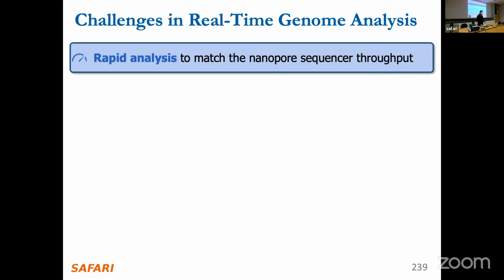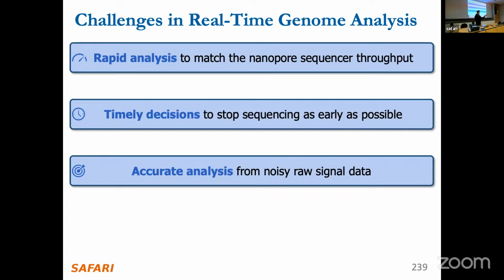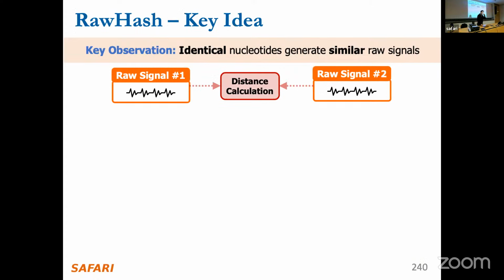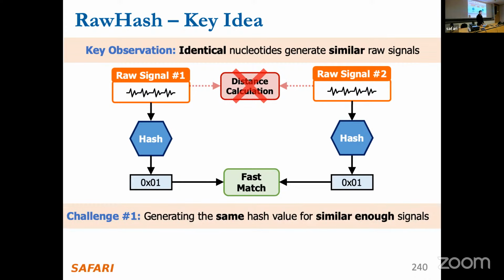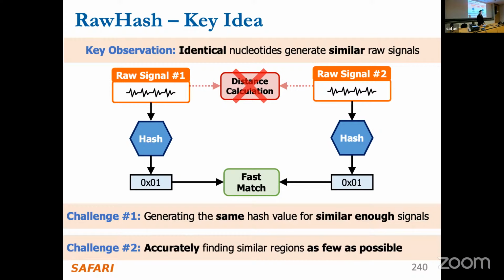There are some challenges to achieve this. For example, you need to match the throughput of the data generation speed. We want to stop sequencing quickly so that we save sequencing time and cost. Of course, we want to do accurate analysis, and we also want to do this efficiently. One way of doing it is to compute some distance between electrical signals. But rather, what we do is some fast matching between signals by generating hash values from signals and matching these hash values using the hash table idea that I described earlier.